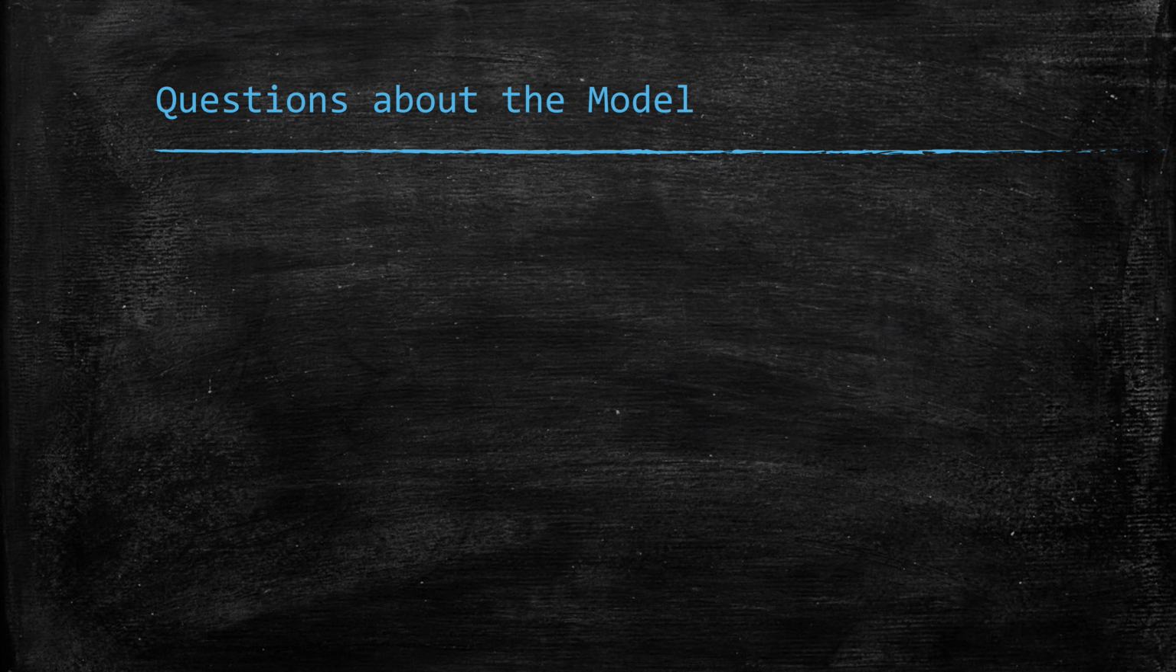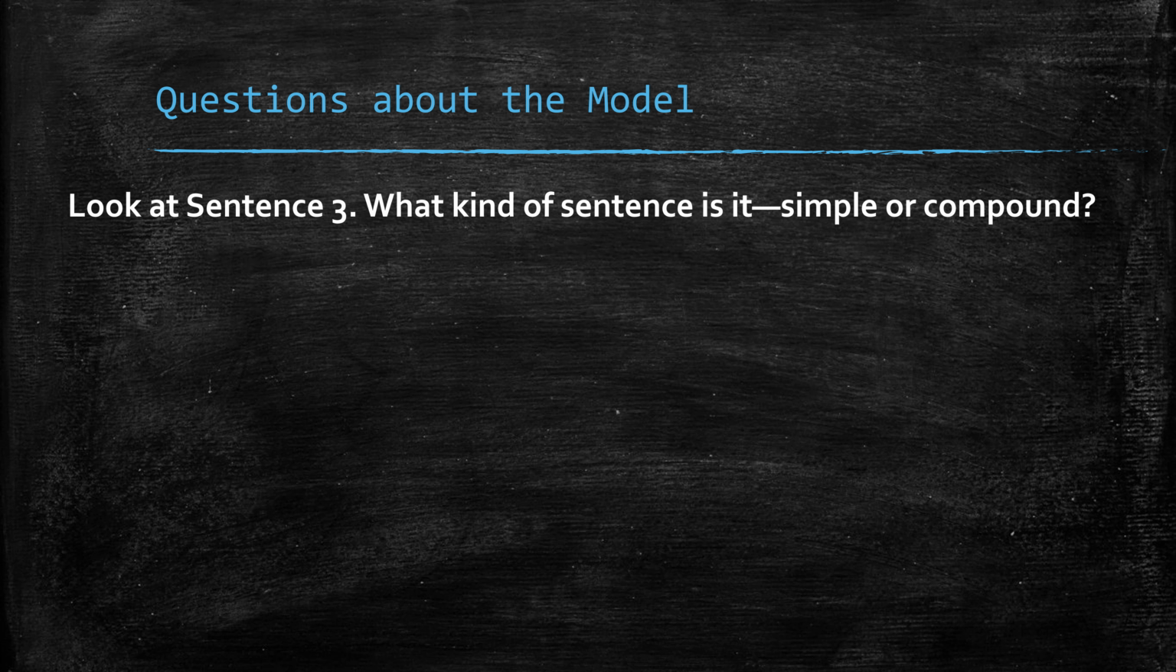Let's go ahead. Questions about the model. Question number 1. Look at sentence 3. What kind of sentence is it? Simple or compound? First of all, use your school email address. So what do you think? Well, we have one verb, which is use, and it is a simple sentence.